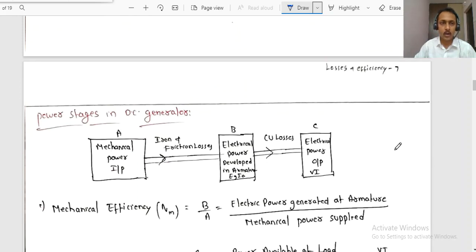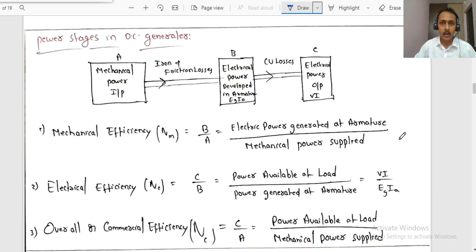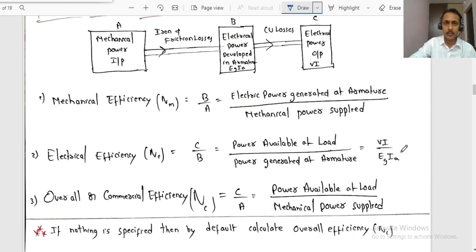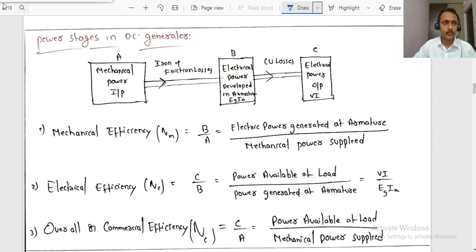Now, so this is all about the losses. Coming to the efficiency of the machine. Now coming to the power stages in a DC generator, different power stages, right? As you are already familiar, it converts the mechanical energy into electrical energy, and we have different parts, right? At last, our target is to find out the efficiency, right?